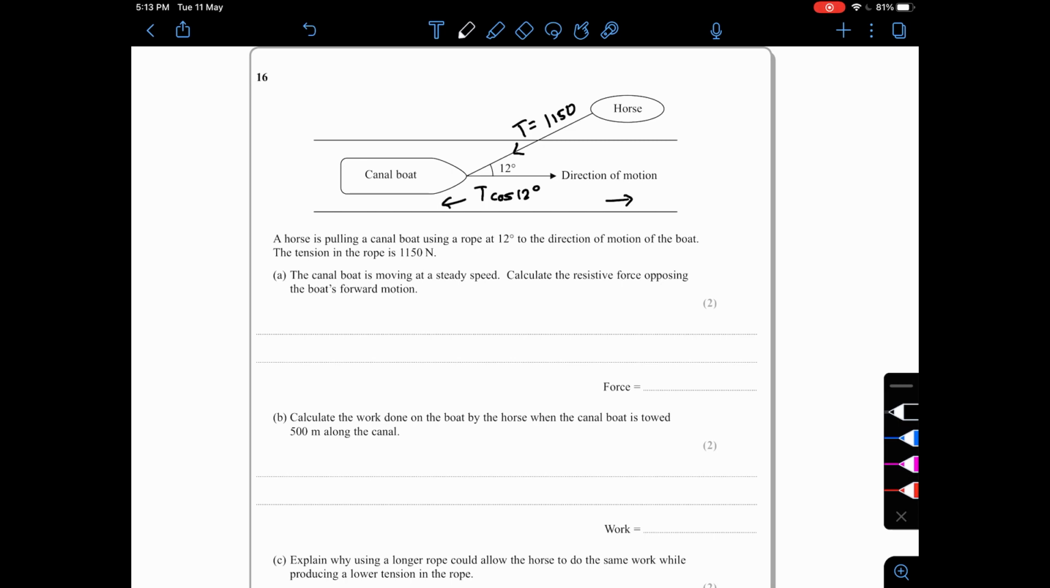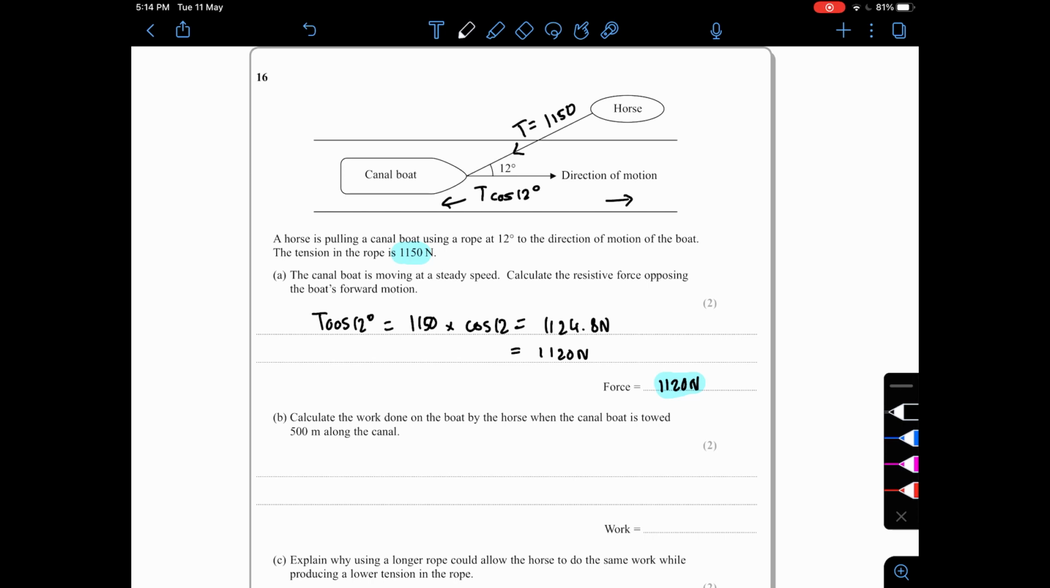So we can find that, right? So T cos 12 would be our answer. T cos 12 degrees, so that would be 1150 times cos 12. That would give us 1124.8 newtons, which we can round to 1120. Why? Because the question shows us it's 1150, three significant figures, so our answers must be three significant figures. 1120 newtons.